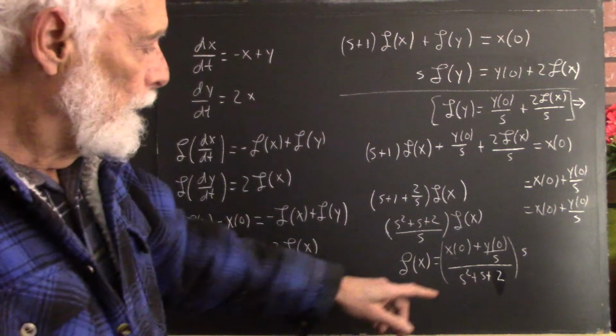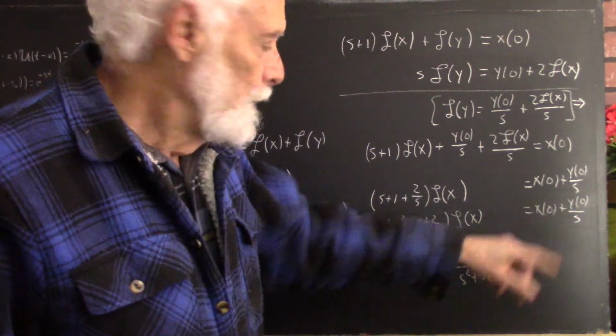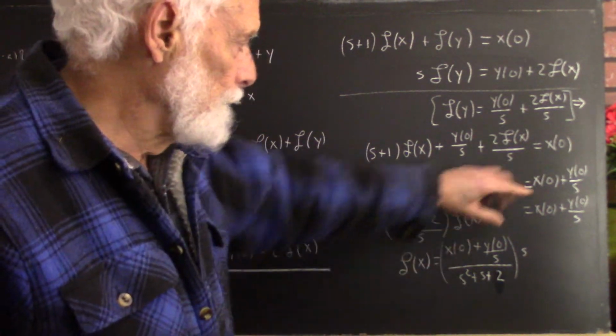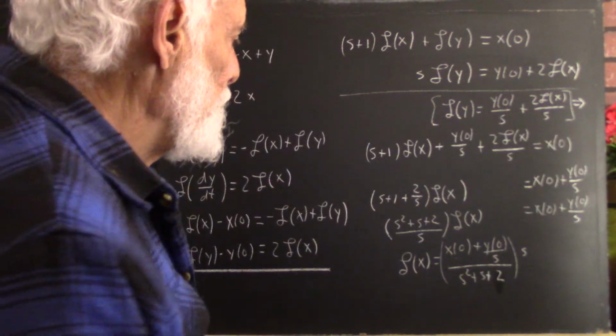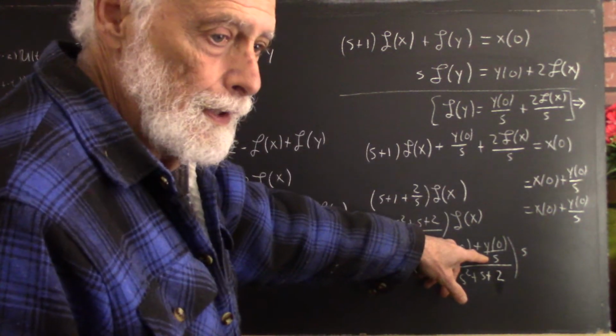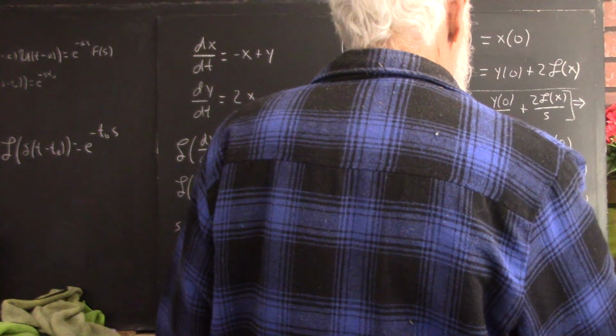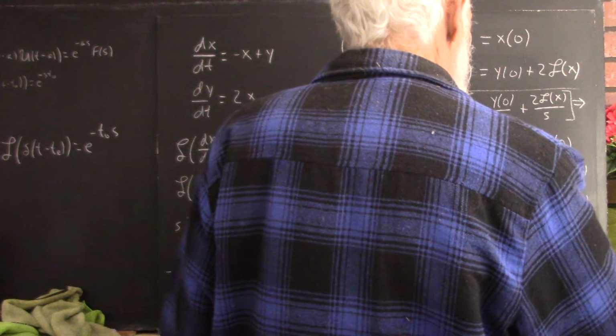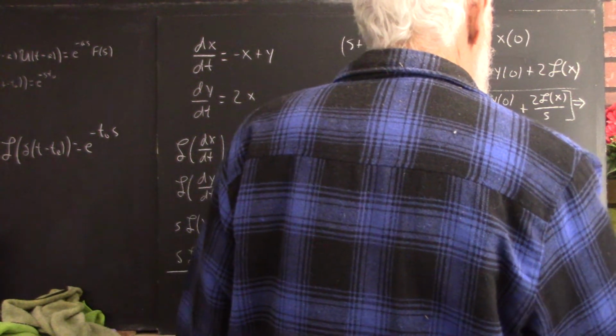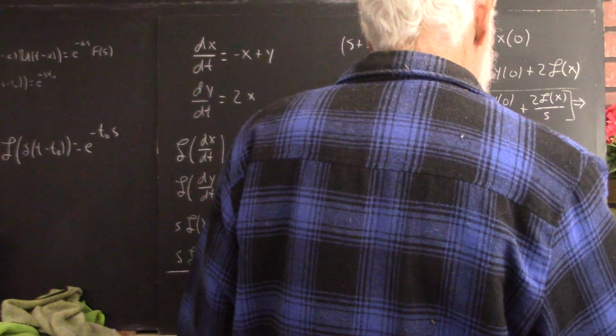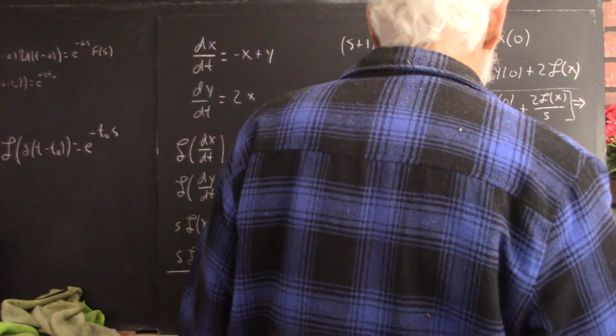Okay, s squared plus s plus 2. So we got our s over s squared plus s plus 2 multiplied by this. Conveniently, that gets rid of the s here, so we don't have to mess with this. So this equals then s x of 0 plus y of 0 over s squared plus s plus 2.